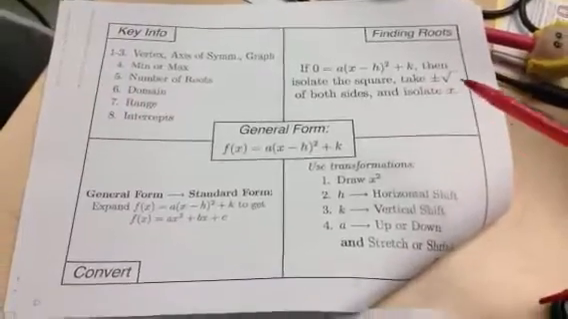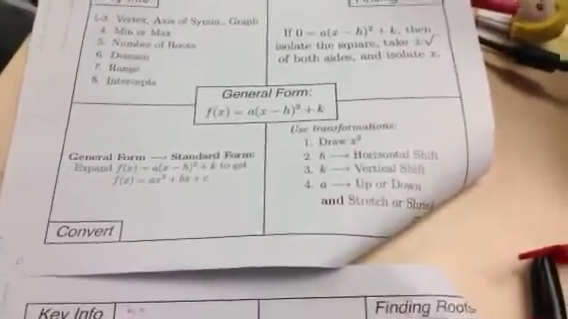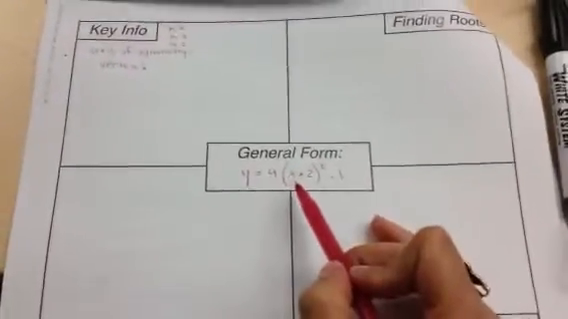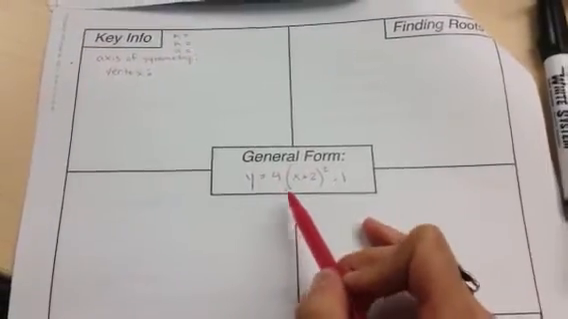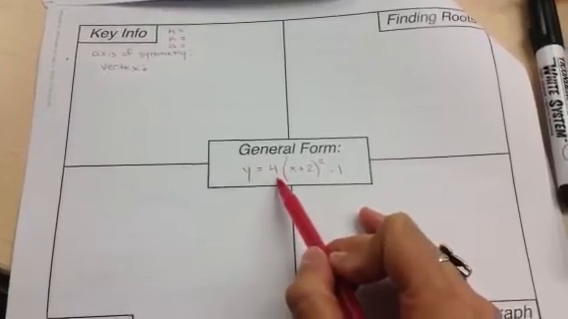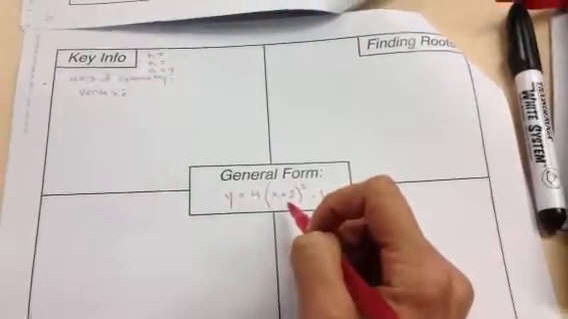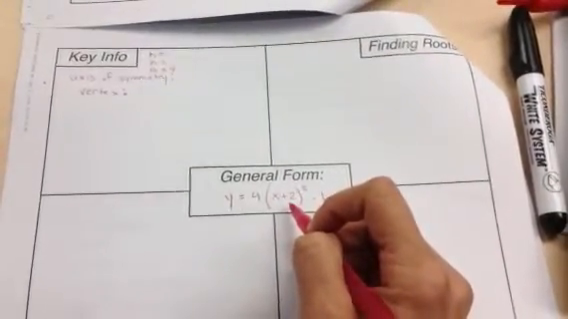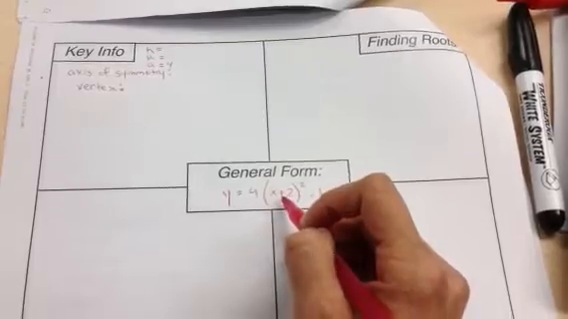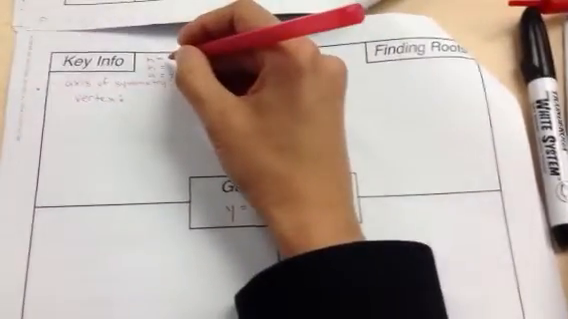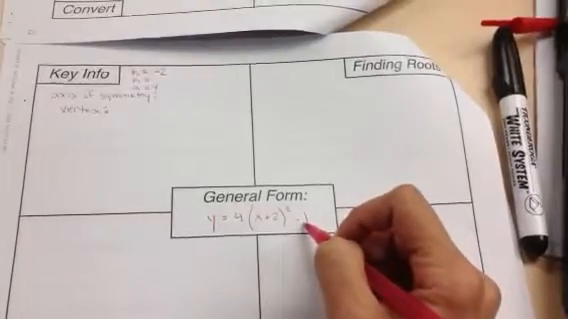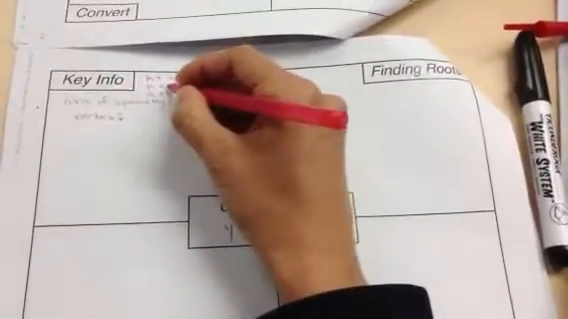So if you can turn to page 10 in your packet, we're going to be taking notes, and this is the example that we're going to be going over. So I know that my A value is the number outside of the parentheses. So my A value is 4. My H value is the opposite of what's in parentheses. So instead of the plus 2, my H value is a negative 2. And my K value is the same as on the outside, which is negative 1.